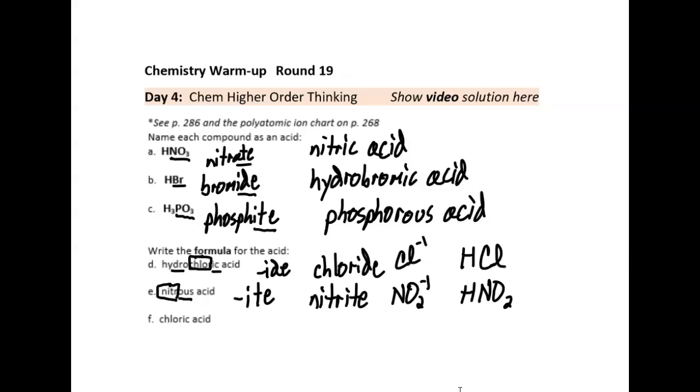Question F, this acid ends in ic. We had an acid rule that says that means the anion ends in ate. And our anion has got to have the chlor part. So that's chlorate. Chlorate has the symbol ClO3 and it has a -1 charge. So once again, we only have to have 1 hydrogen to balance a -1 charge.